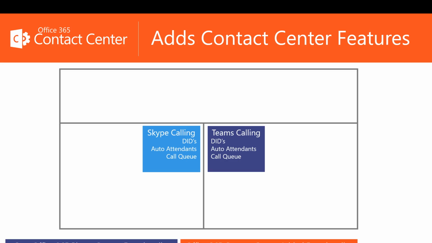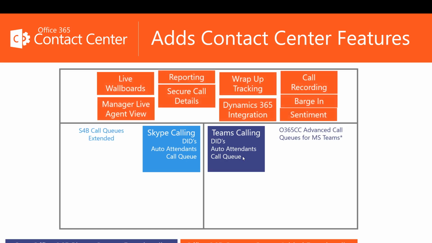What does the Office 365 Contact Center add to the core Teams calling functionality? So Teams calling brings DIDs, auto attendants, and basic call queues. And what we bring to both Skype for Business Online and Microsoft Teams is a set of features. Live wallboards, a manager live view of agent calls and calls in the queue, reporting. All the reporting call details are secure so that only those who have the scope can see the calls that they're responsible for.